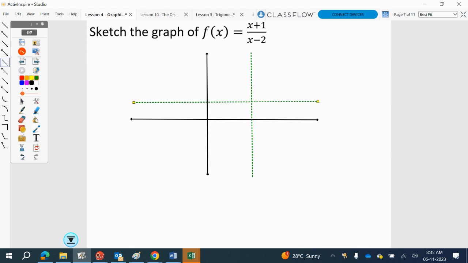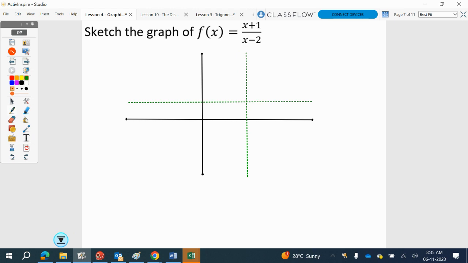So we put up our asymptotes. Let's label them now. This is y equals 1, x equals 2. This function is going to look like this.